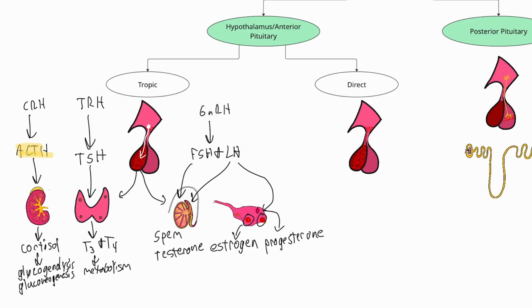I'll highlight all of the hormones in yellow that are tropic hormones because they cause a different organ to release more hormones. The hormones highlighted in red are direct hormones. And direct hormones will cause different changes in the body, but they don't directly cause another hormone to be released. The anterior pituitary gland does release some direct hormones, which we'll look at right now.